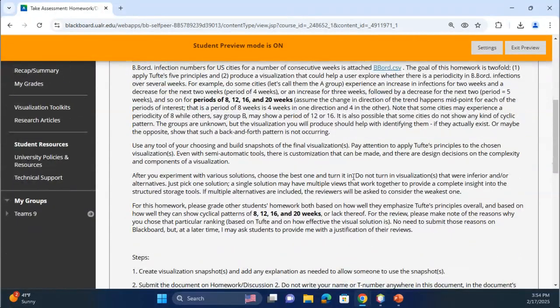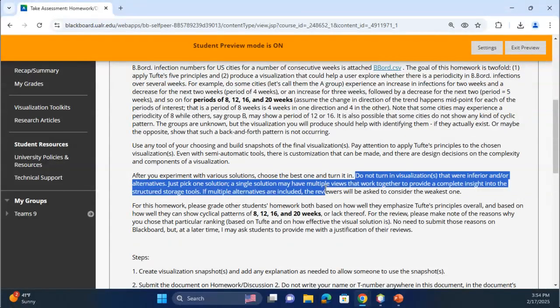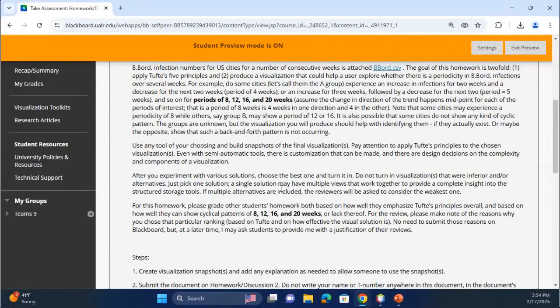So just like homework 1, turn in your best visualization. Don't let the reviewers pick the best one. And just like homework 1, a single solution may have multiple views because you look at different aspects. Each view may consider a different aspect of this data set.